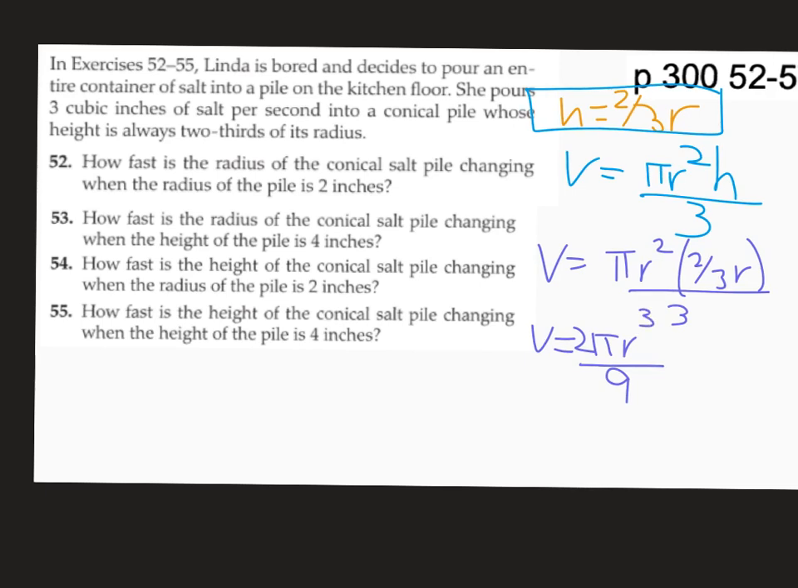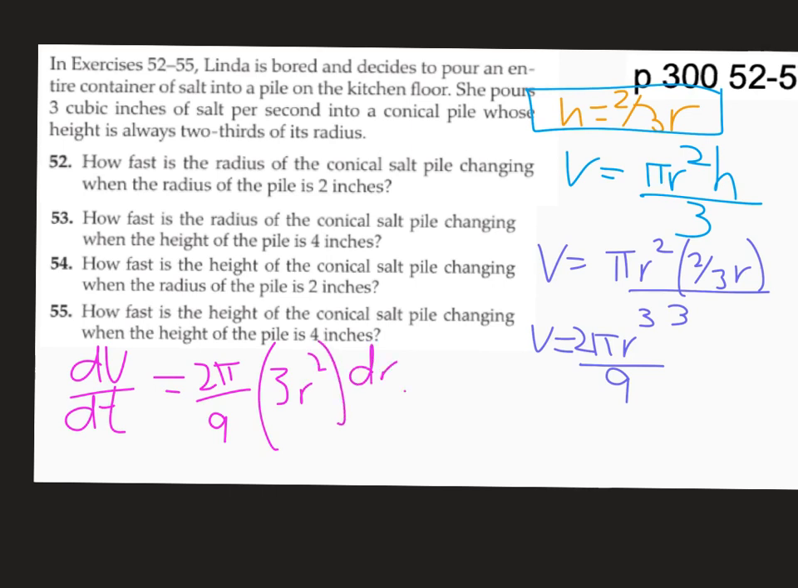Now I want to take the derivative, but I want to take the derivative with respect to time. That's a key part for related rates. dv dt. So that's going to be, the 2 pi over 9 is a constant, so I can just ignore that. It comes along for the ride. The derivative of r cubed is 3r squared, and then dr dt. So I'm asked how fast is the radius, so that's dr dt, when the radius is 2. We know dv dt, that's that 3.